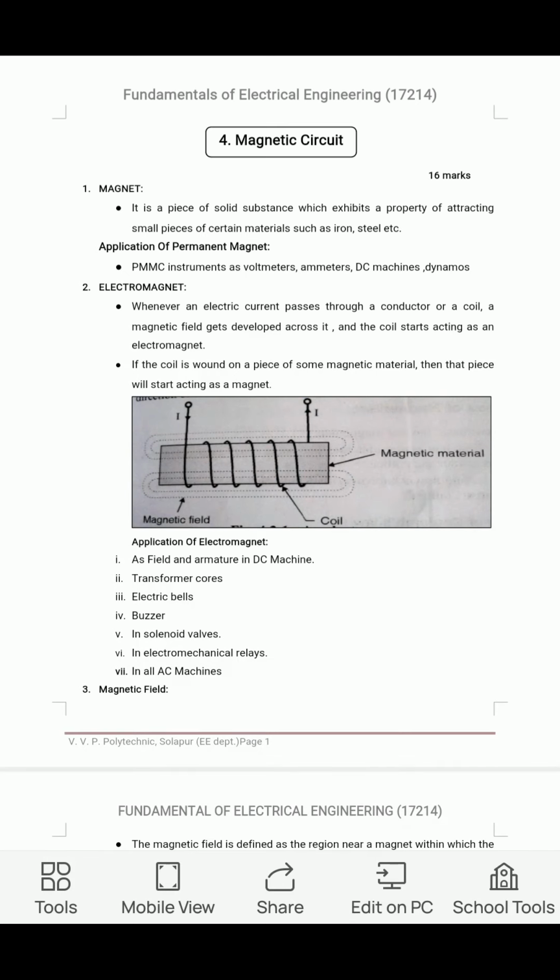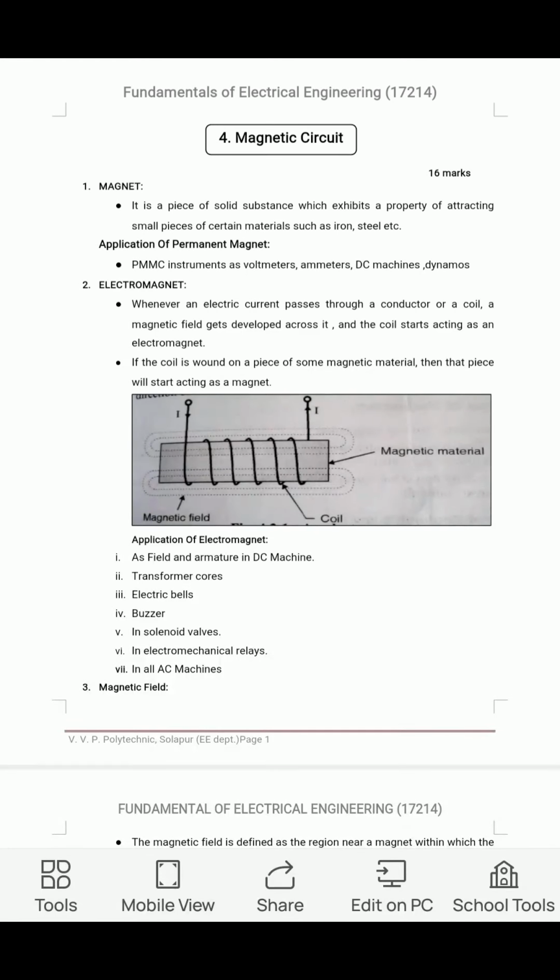So this is a very important thing. We should know about an electromagnet, then and only then we get to know how the AC machine is going to work, how the DC machine is going to work, how the transformers are going to work. So we should know about the electromagnet first. So what are these electromagnets creating? That is nothing but the magnetic field.